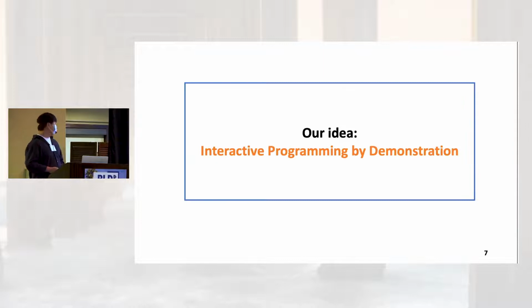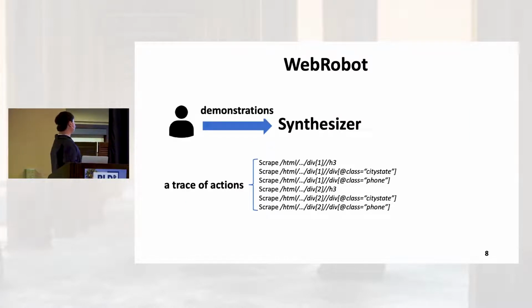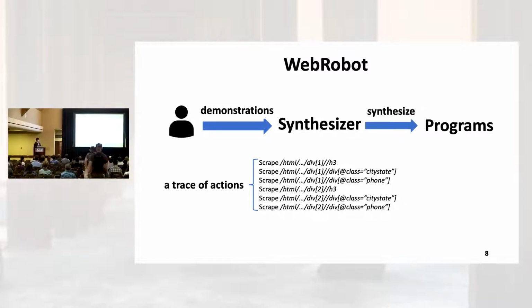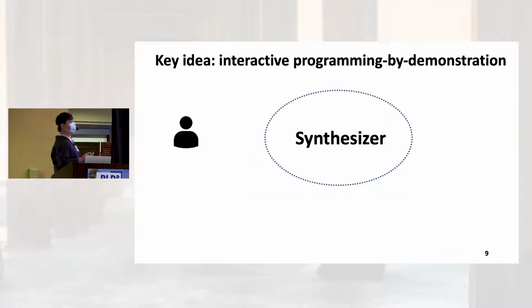Our idea is to use interactive programming by demonstration to tackle this problem. And here comes WebRobot. In WebRobot, the user provides some demonstrations to the synthesizer, which is a trace of actions. After providing the demonstration, the synthesizer can synthesize programs, and our system can use the synthesized program to automate the task for the user. In particular, this synthesis process is interactive and continuous.